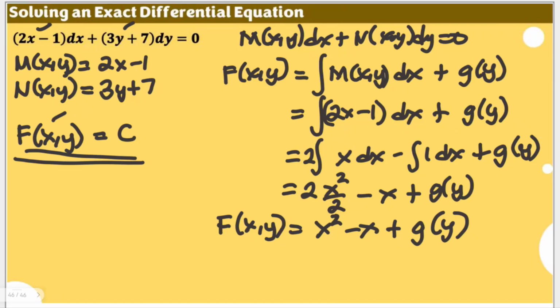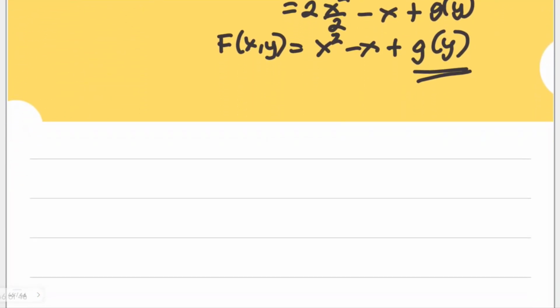This is already the solution, but we still need to look for what g(y) is. That's the next thing we need to look at. What is g(y)? Because if we are done solving for g(y), we are done solving for f(x,y), then we can simply equate it to c and we're done. So how do we solve g(y)? This is the next process here.